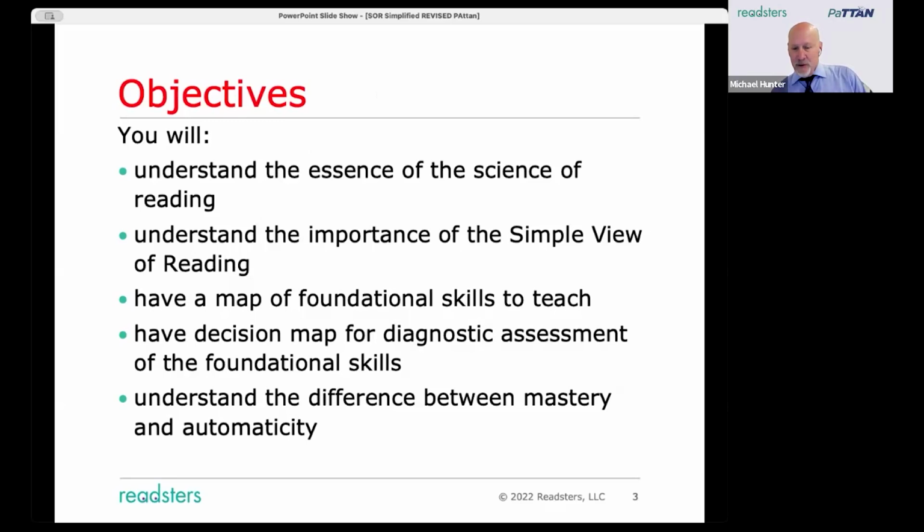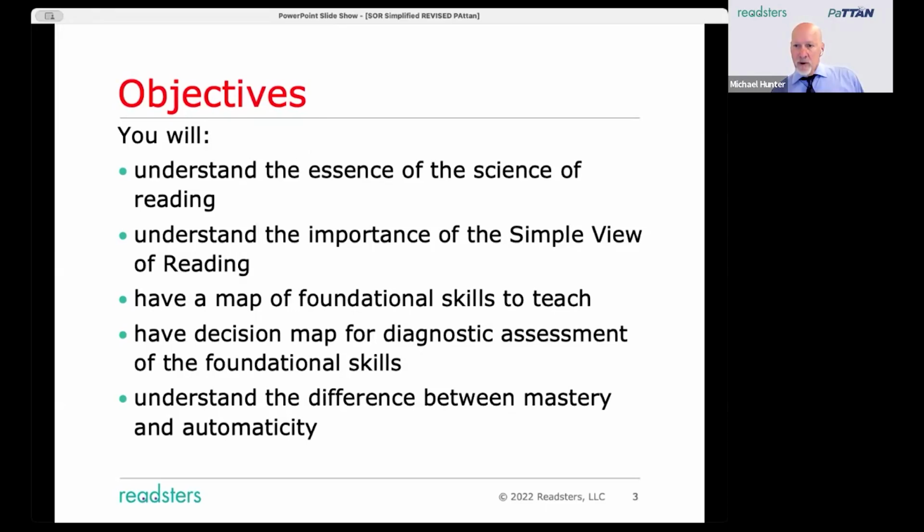First objective is to have you guys understand the essence of the science of reading. Science of reading is a big term we're all hearing now. I believe in trying to keep things simple, so we're going to see if we can get to the essence of it. I want you guys to understand the importance of the simple view of reading, which is a critical, pivotal piece of research that's at the heart of the science of reading.